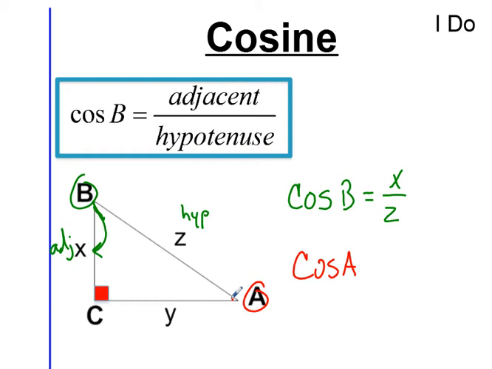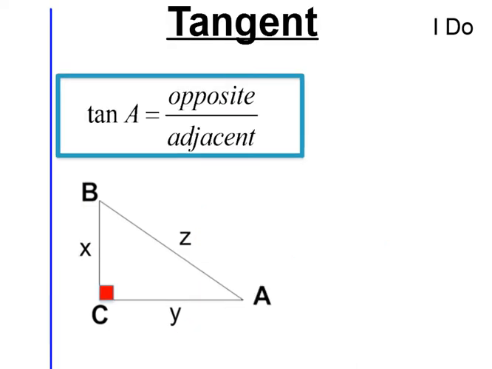The only difference is the adjacent side to angle A is y. But hypotenuse remains the same. So the cosine of angle A is equal to y over z. The third and last trig ratio is called tangent, abbreviated as TAN. Students like to say tan, but we are going to still pronounce this as tangent, tangent angle A.